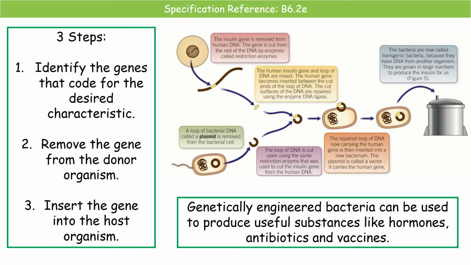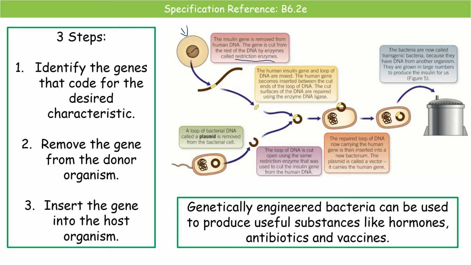If we look at how this occurs in a bit more detail then, we're going to use the example of how we make human insulin using bacteria. We start off here with our human cell. What we're going to do is take the DNA and then cut the gene that makes human insulin from the DNA using what we refer to as restriction enzymes. So restriction enzymes cut the human insulin gene from the DNA.